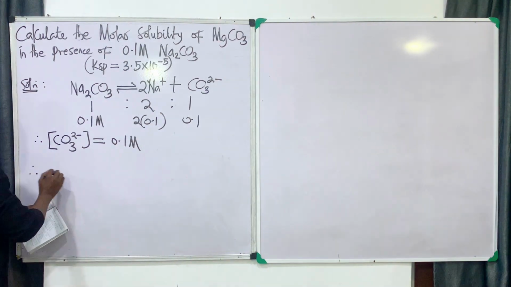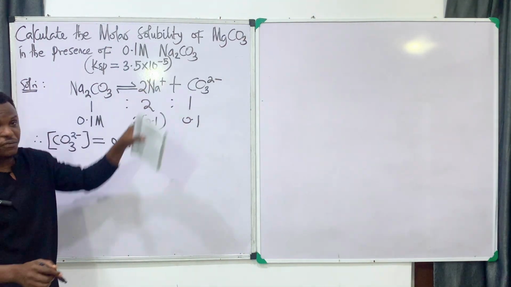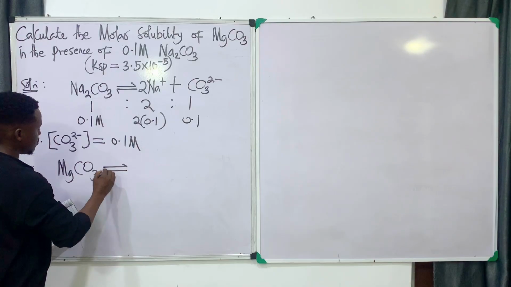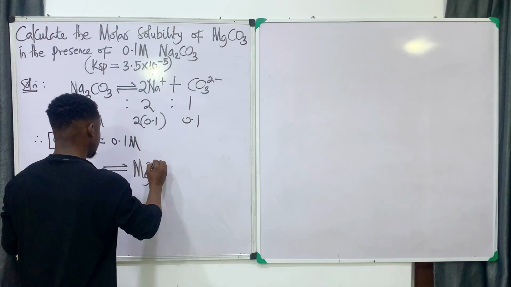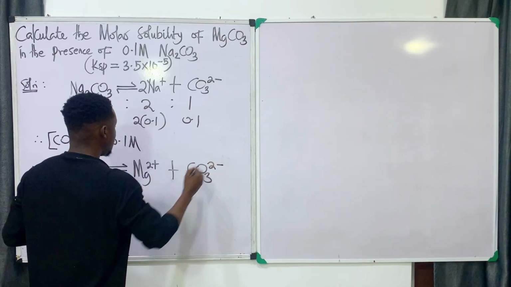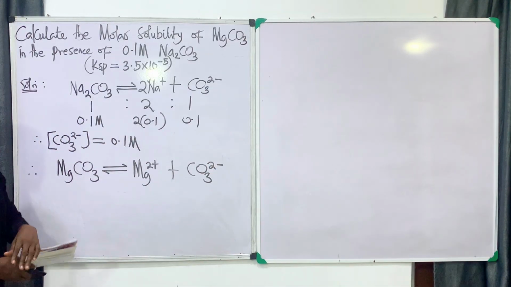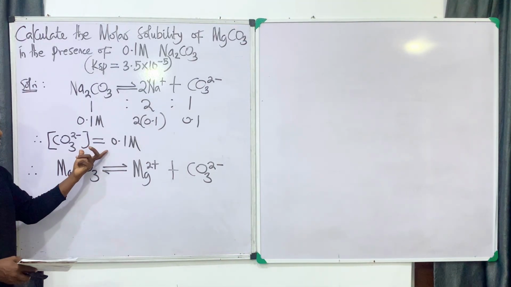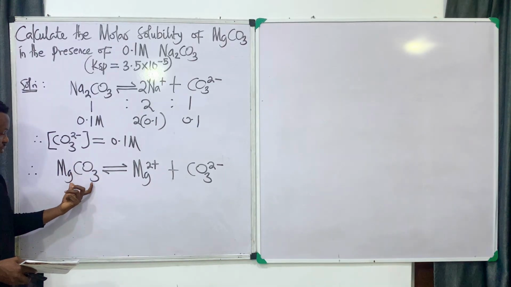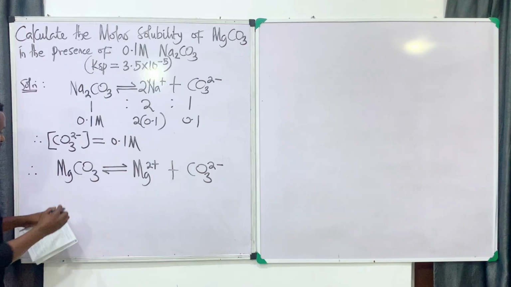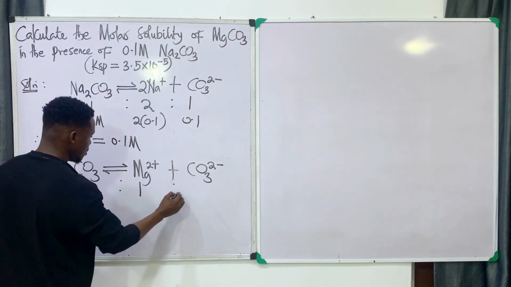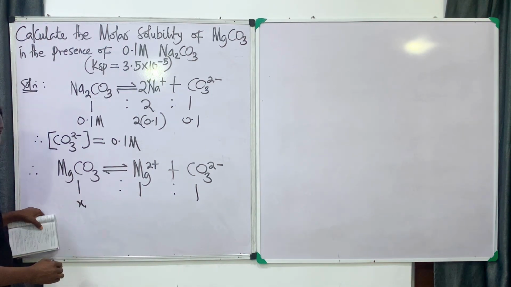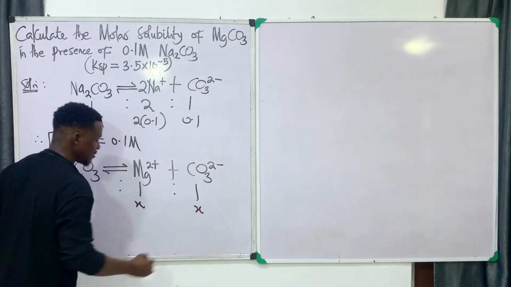So therefore, let's write the equilibrium expression for the sparingly soluble salt. MgCO3 is Mg2 plus. Now, just like we did previously, you say let the molar solubility of MgCO3 equal X. But before we do that, if you look at the mole ratio, this is 1 is to 1 is to 1. So if we say let the molar solubility of this guy be X, this place will also be X, and this place will also be X.